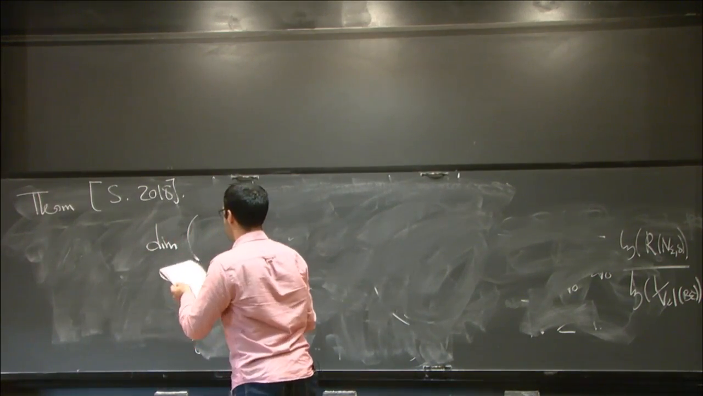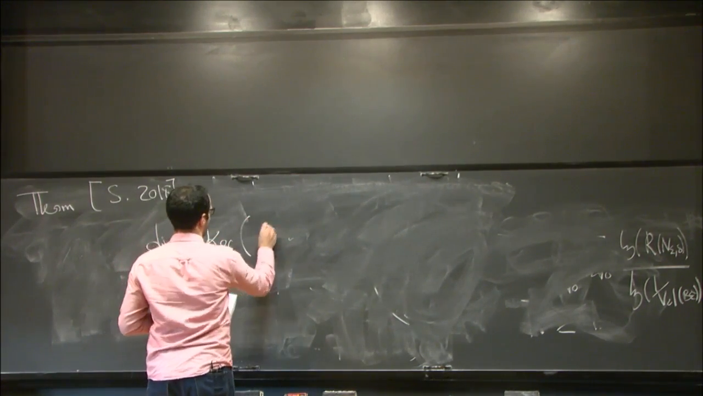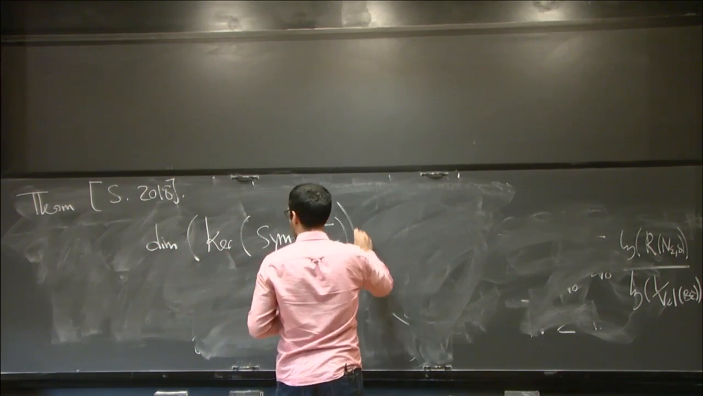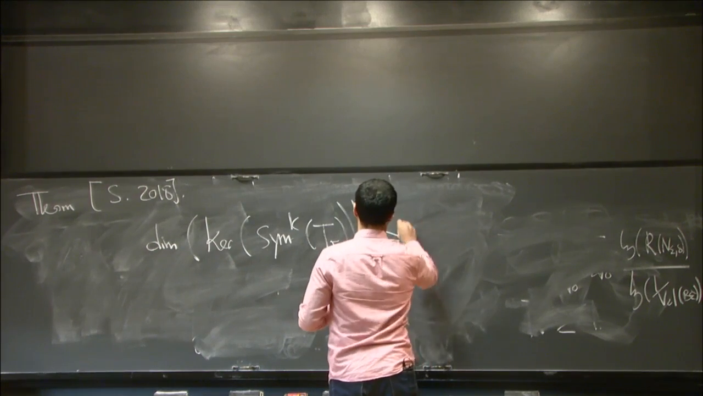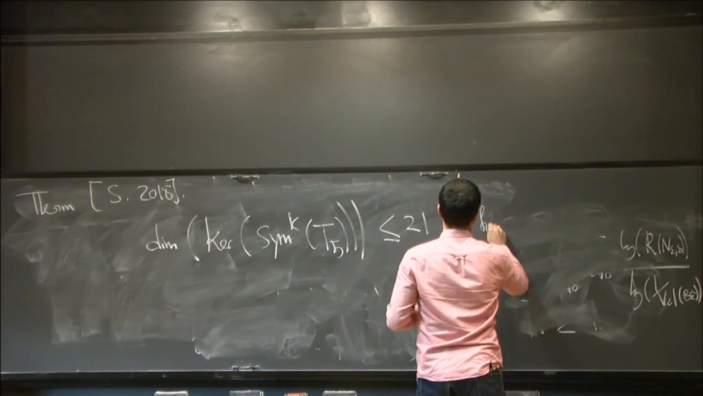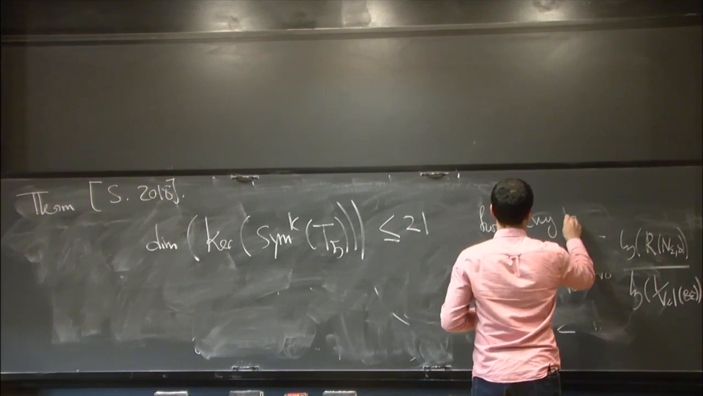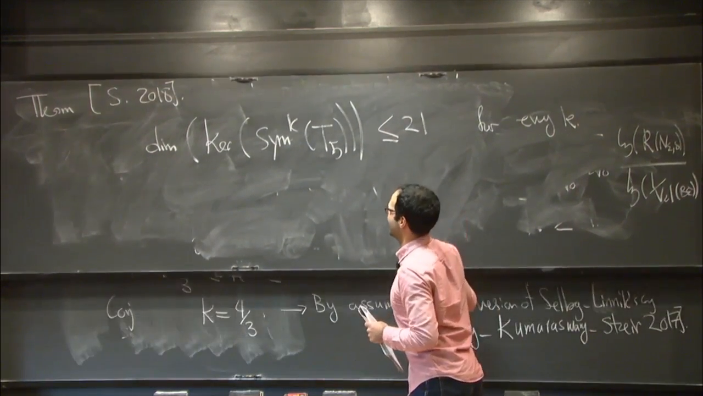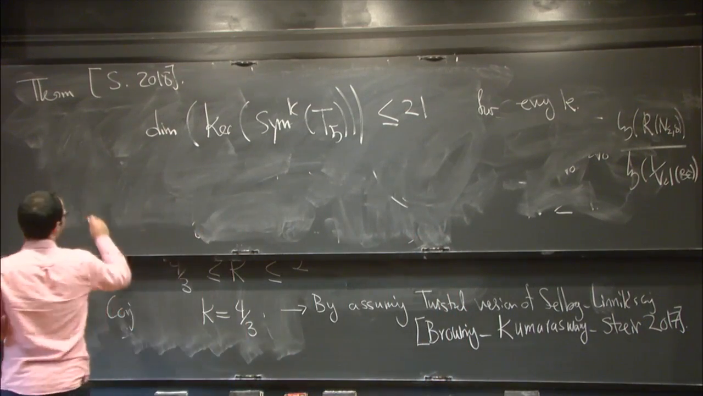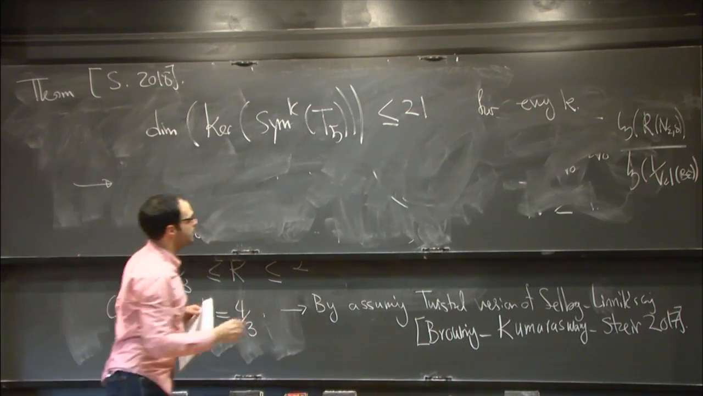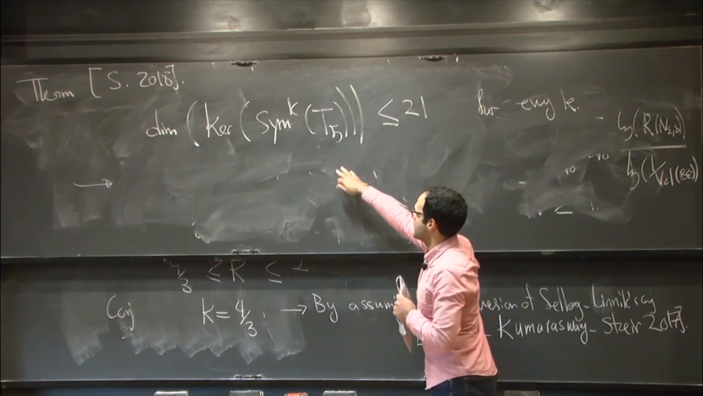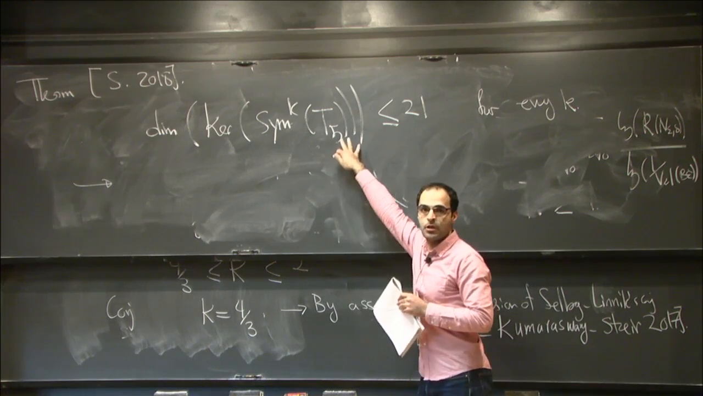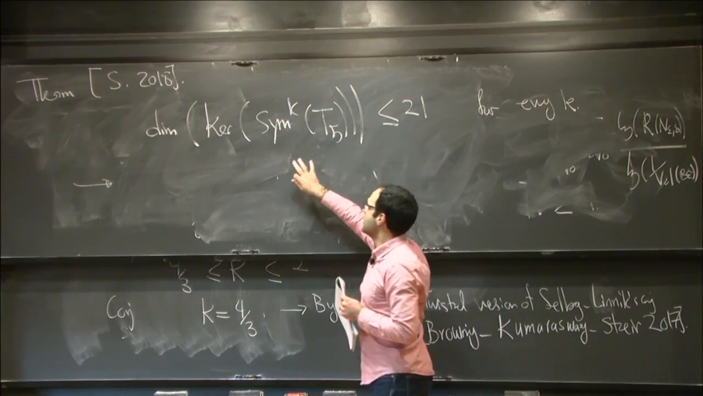So the second theorem is that the dimension of the kernel of S_K of T5 remains bounded. And in fact, in this case, it's less than 21 for every K. If you prove that for the mass case, I'd eat my hat. So the proof here is based on the deformation space of Galois representations, and it reduces this bound to a modularity result.